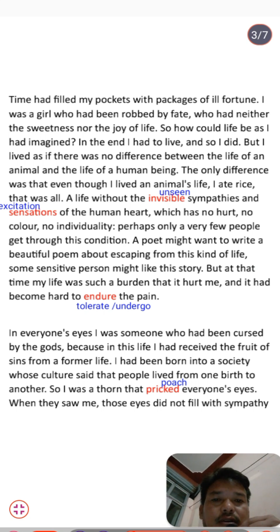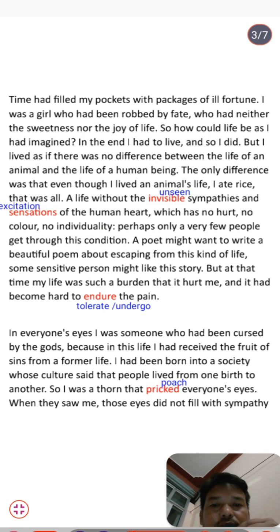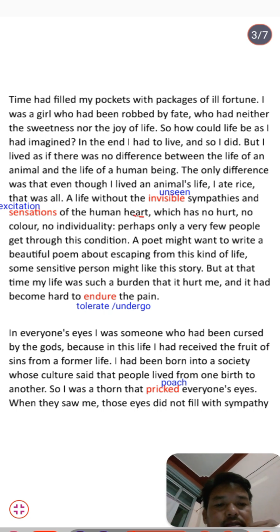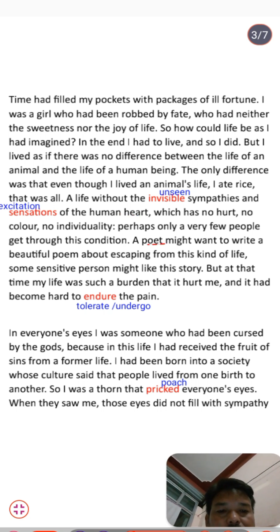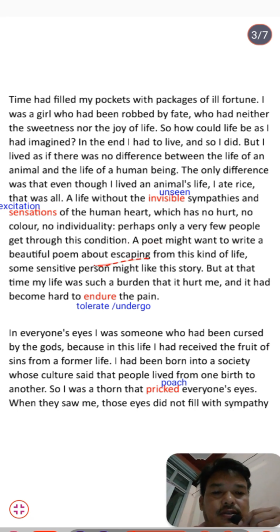A life without the invisible sympathies and sensations of the human heart, which has no color, no individuality. Perhaps only a few people get through its conditions. Here in this line, students, an existence without the undetectable feeling and impression of the human heart, which has no variety, no singularity, maybe not many individuals endure this condition.